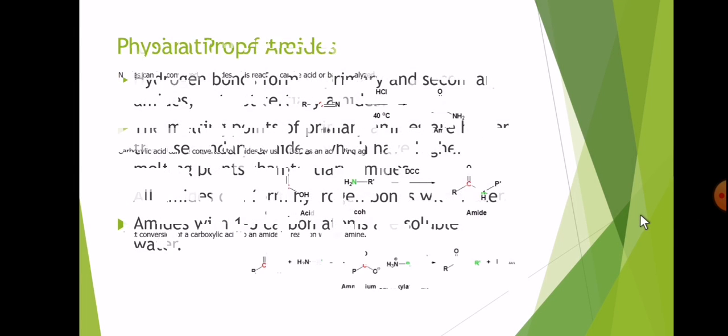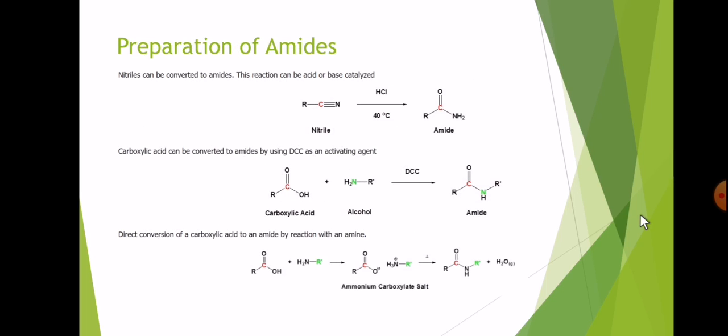Okay, so let's move forward. Preparation of amides. As you can see, here are three reactions. Nitriles can be converted to amides, and carboxylic acid can be converted to amides by using DCC and an activating agent, and the last one is direct conversion of carboxylic acid to an amide by the reaction with an amine. This is the most important reaction here. We will start with carboxylic acid and an amine, and in this reaction an intermediate product is formed, called ammonium carboxylate salt, and lastly we will get amide and water.